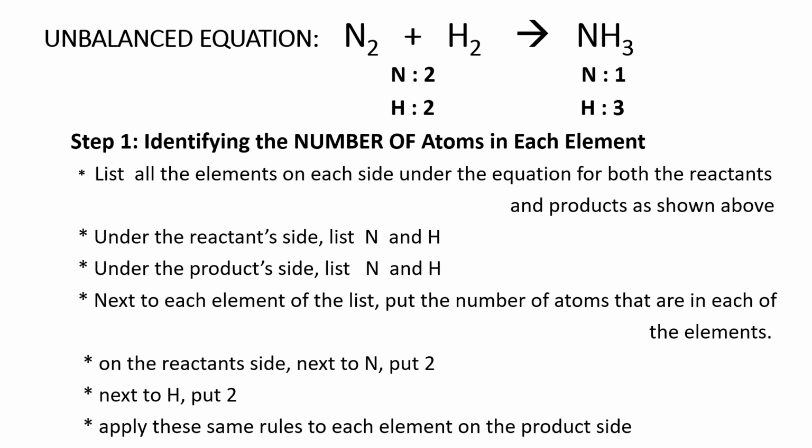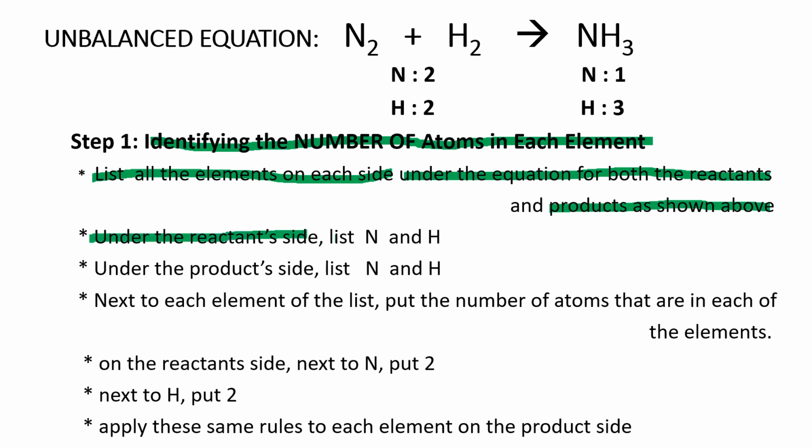So here we have an unbalanced equation, N2 plus H2 forming NH3. Step 1 is identifying the number of atoms in each element. So how are you going to do it? You have to list all the elements on each side under the equation for both the reactants and products as shown above. Under the reactant side, list the atoms, which are nitrogen and hydrogen. Under the product side, list nitrogen and hydrogen, the atoms.